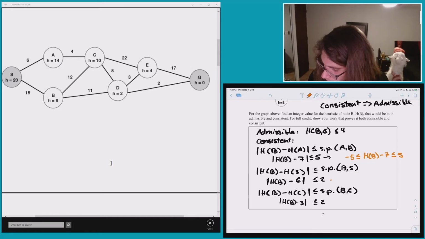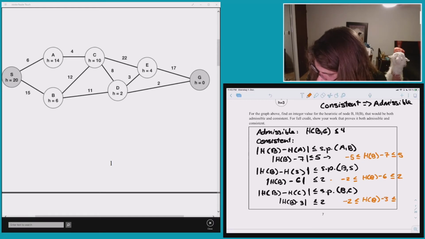The same down here. -2 less than or equal to h of b minus 6 in this case, less than or equal to 2. Again, -2 less than or equal to h of b minus 3 less than or equal to 2.